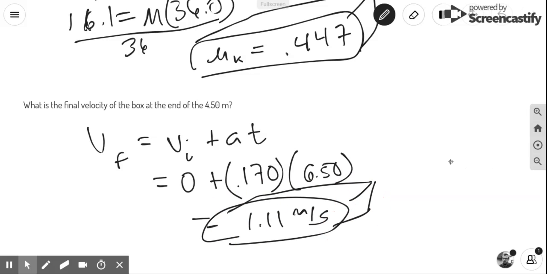So that is the end of this particular example, as we're running out of time on our free recording here. So remember, if the forces do not cancel out, if it's accelerating, you're using that net force equals mass times acceleration. That's always going to be a part of that.